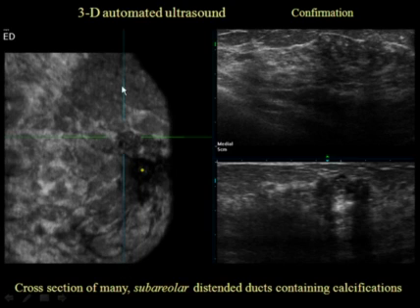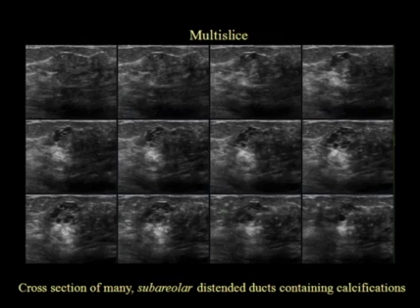The patient had three-dimensional automated breast ultrasound, and you can see here, this is a cross-section of the subareolar area. You see distended milk ducts here containing echogenic material within them that are calcifications. And you can see the confirmation here that these distended ducts are full of calcium deposits and inspissated material, and this is a very suspicious finding.